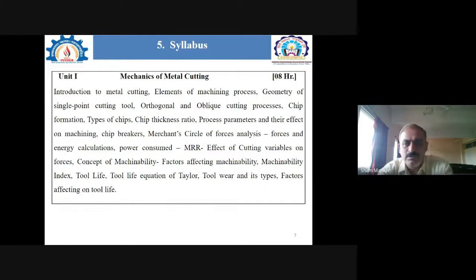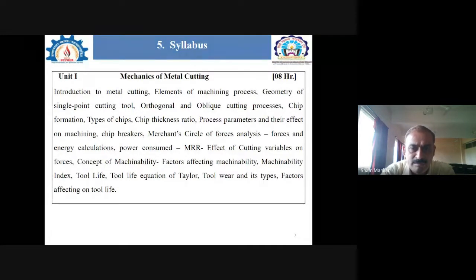As we know, we are considering unit number 1, which is related to the mechanics of metal cutting operation. We are conducting this particular lecture in a combined mode for third year A division as well as third year B division also. Whatever parts are commonly covered for both the divisions, you already know.